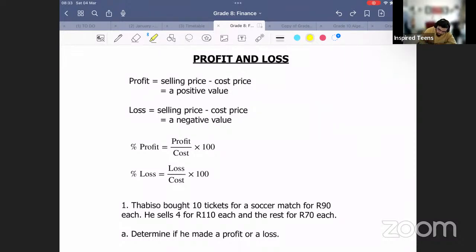It's when you buy goods at a certain amount and sell it for a higher amount, you're going to make a profit. So when you take your selling price minus your cost price, you're going to get your profit, and it's going to be a positive value, of course.